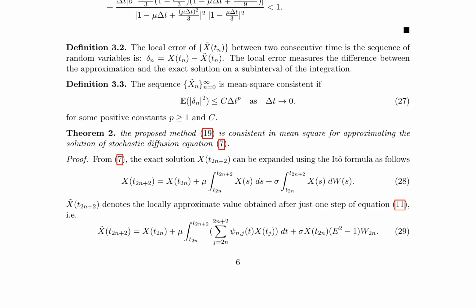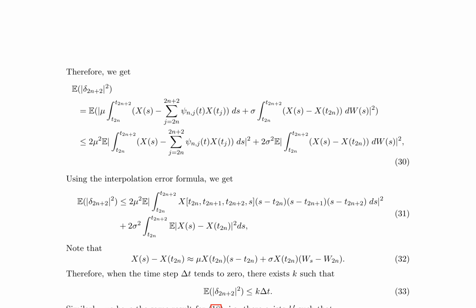This result highlights the efficacy of the proposed method in accurately approximating stochastic processes, a critical component in understanding complex systems. The authors derive an upper bound for the mean square error of the proposed scheme, denoted by delta_{2n+2}. By applying the interpolation error formula, they obtain an inequality, 30, that decomposes the error into two terms.